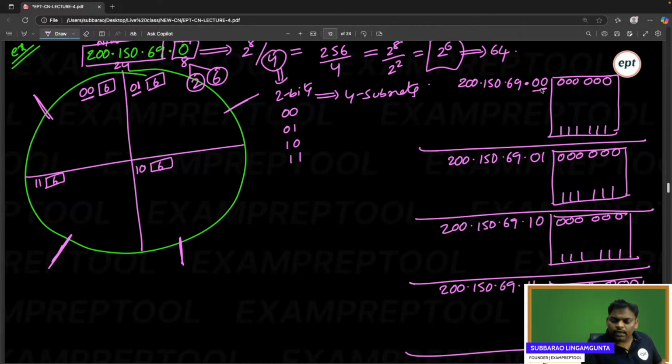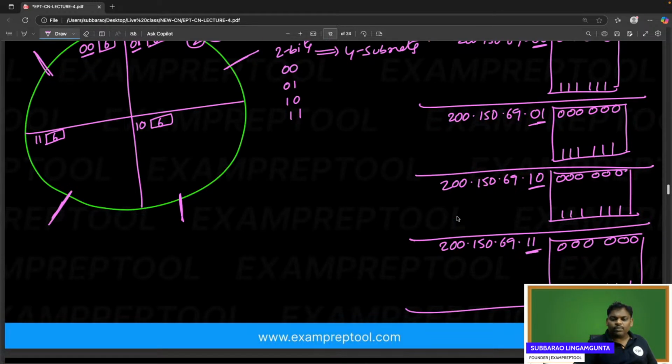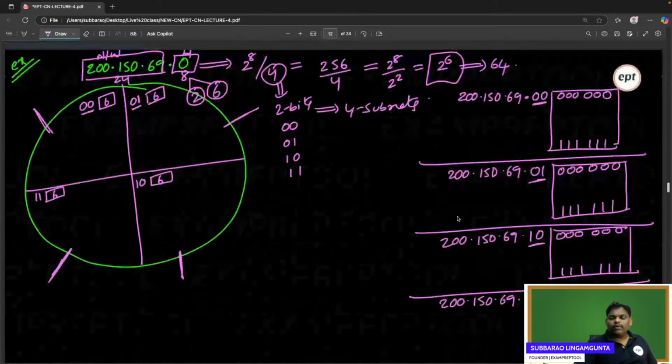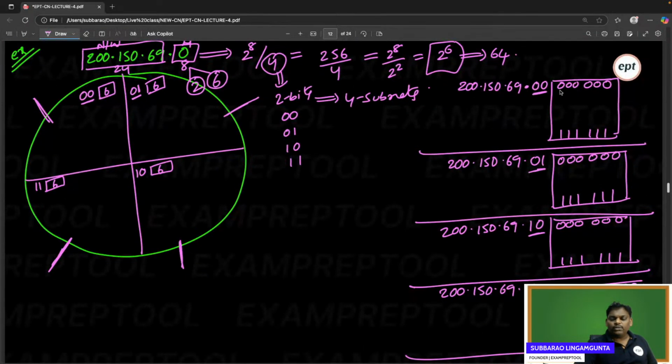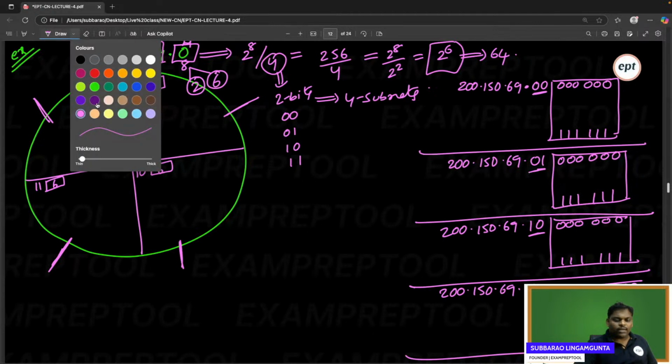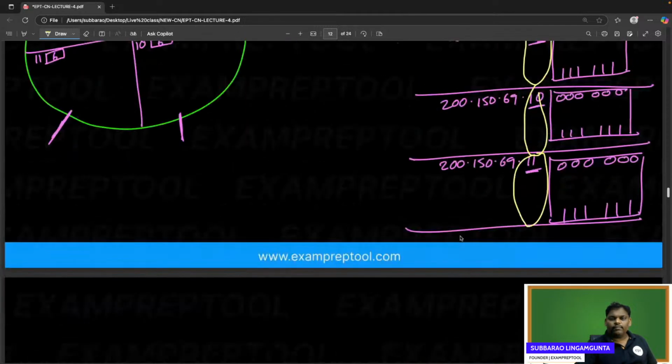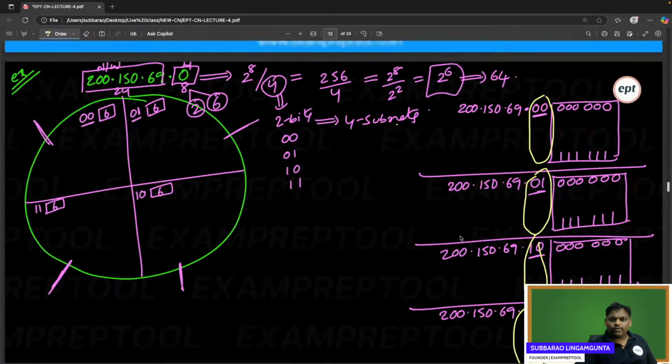See, subnet 0, subnet 1, subnet 2, subnet 3. I want to divide into 4 subnets. So for the subnet purpose, 2 bits, 2 zeros to 2 ones. If you want the subnet area, I will highlight it. This is the subnet area: subnet 00, subnet 01, subnet 10, subnet 11. Like this, all are there.